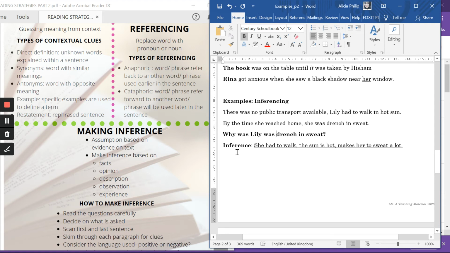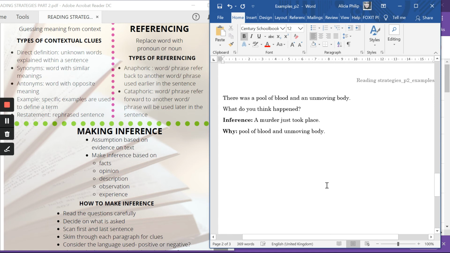So you make assumptions or inferences based on the evidence given. So the evidence here is there's no public transport. What happened when there's no public transport? Lily had to walk. What is the weather? Hot sun. So all this evidence explains why she got drenched in sweat. You have the evidence given here and you can make an assumption based on that. Now let's look at the second example.